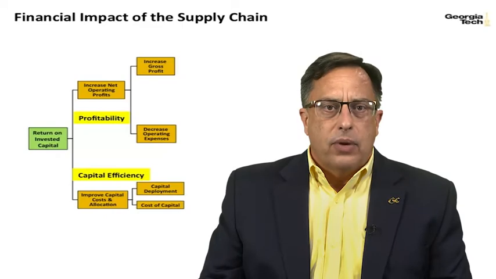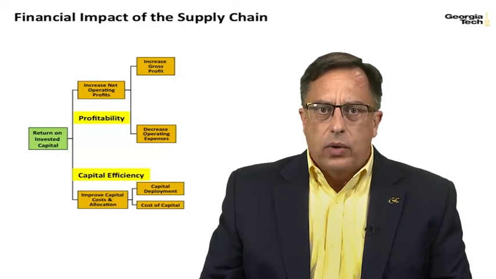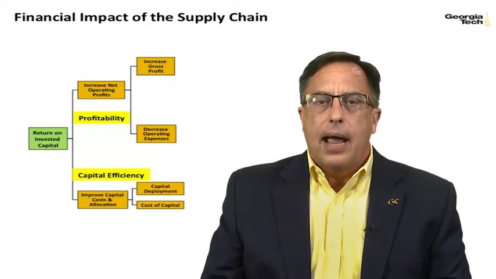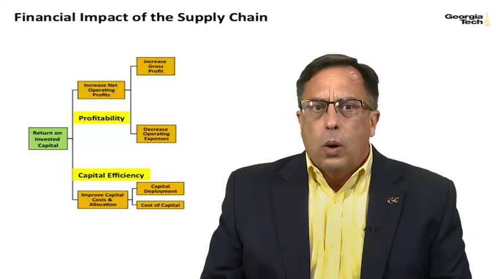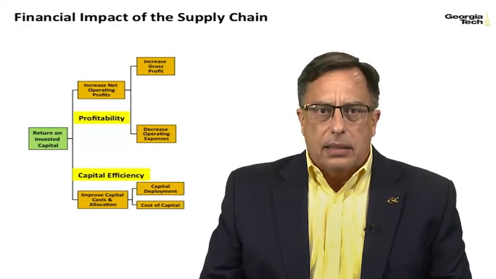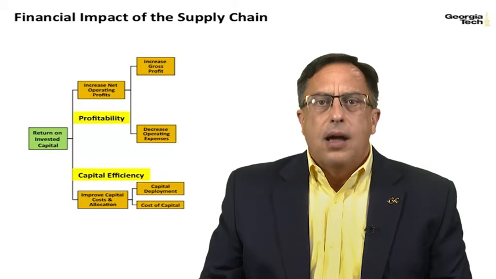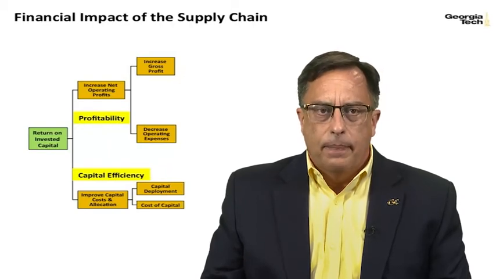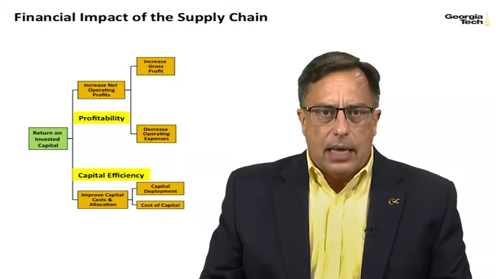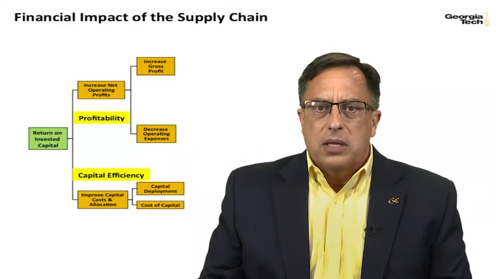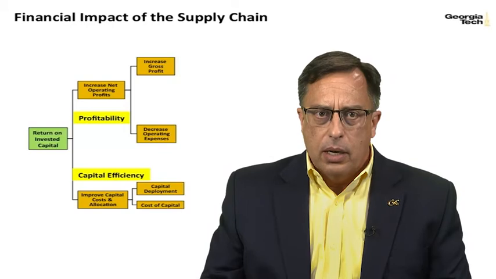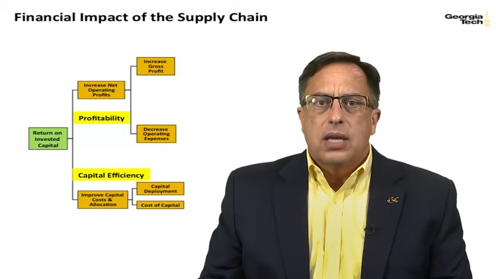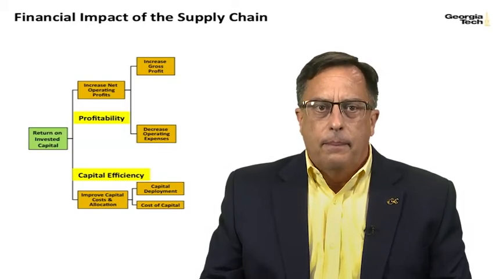To improve profitability, organizations can increase gross profit on the sales side of the business and/or decrease operating expenses from the operations side, of which supply chain is typically a huge portion of the overall operating costs. On the capital efficiency side, organizations can focus on the amount of capital that is deployed to support the organization and/or reducing the cost of that capital.